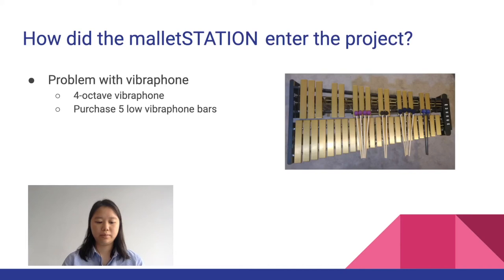Now let's talk about the instrumentation of my adaptation. I've mentioned my initial thought of using a vibraphone for the canti. For the non-percussionists in the room, the range of a standard 3-octave vibraphone is from F3 to F6, while a 4-octave vibraphone expands it both ways to C.